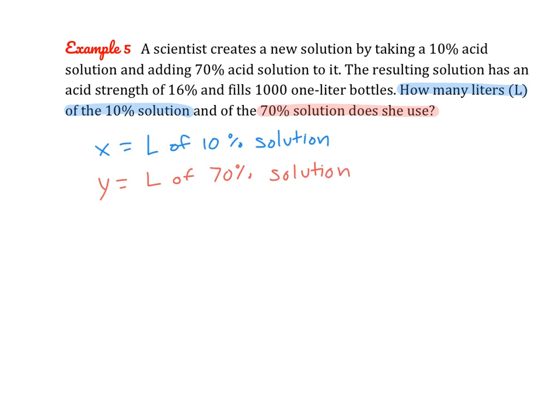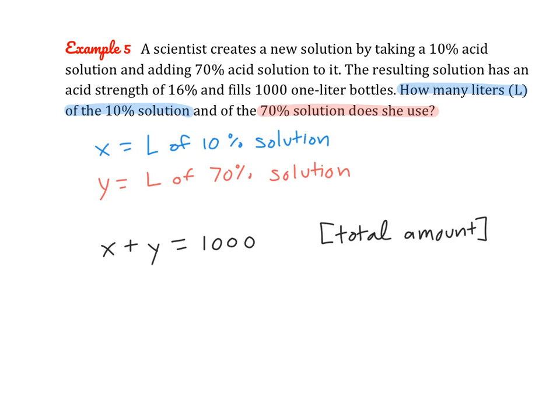Okay, so now we're ready to create our equation. One thing you might notice that we know about these two solutions is how much total we have. We end up with 1,000 liters of the solution. So that means by adding x liters of the 10% and y liters of the 70%, we end up with 1,000 liters total. So we can make the equation x plus y equals 1,000. And again, this just represents the total amount of liquid.